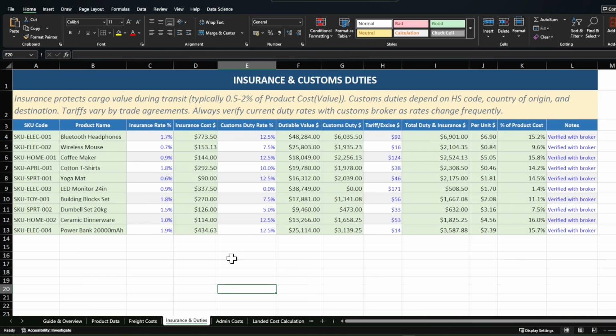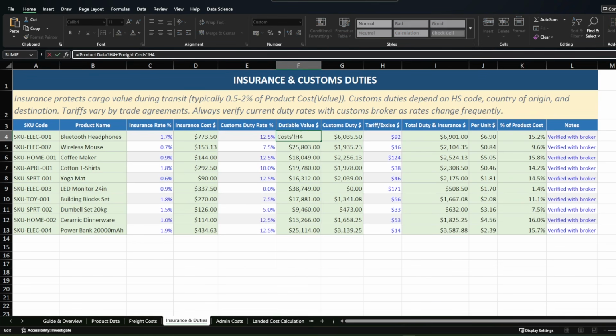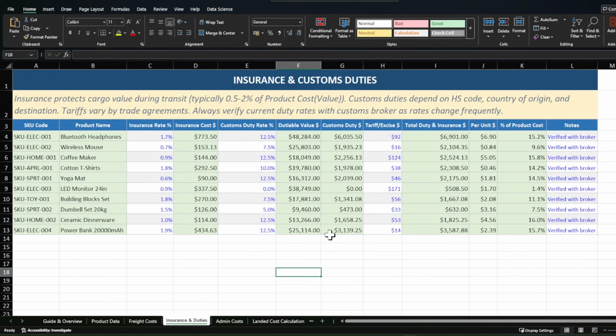Once you are done with the insurance, there will be two other costs levied on you: one is the customs duty rate, another is the tariff. The customs duty will be levied on the total cost. So here we are going to calculate the dutiable value. What is the dutiable value? It is your freight cost and your product cost included. So the total cost for this particular item is $48,284, and then the customs duty, which is 12.5%, will be levied on this total value, and hence the customs duty will be 6,035.50.